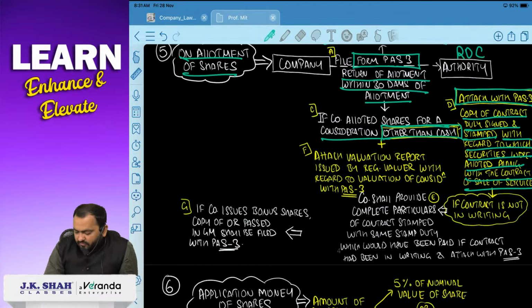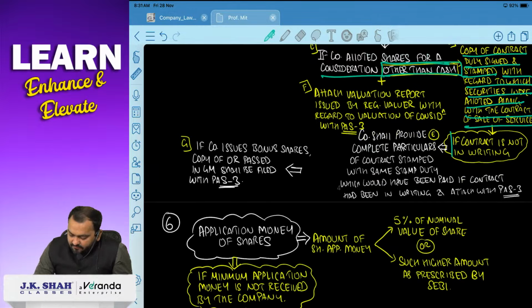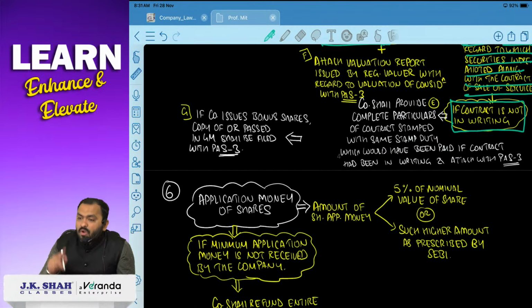Obviously this is possible if the contract is in writing. But what if the contract is not in writing? What will you attach along with the returns? If it is in writing, you need to attach the copy along with the returns. But if it is not in writing, then what to do? Then the company will provide the entire details of the transaction in writing.